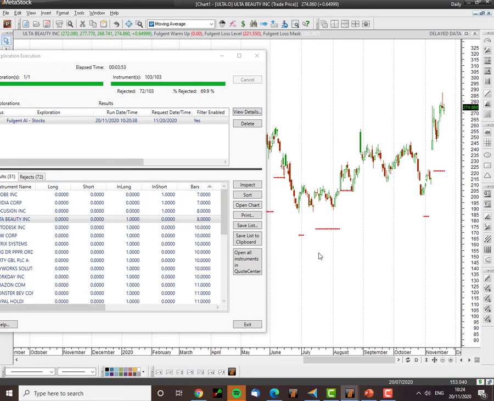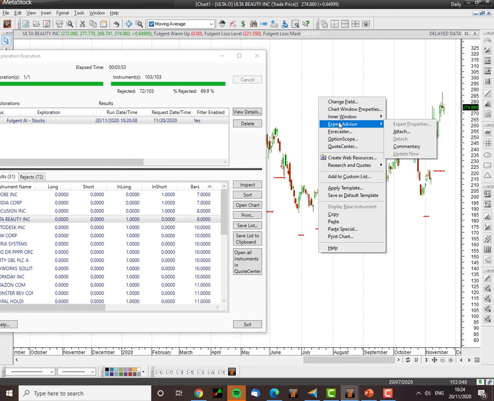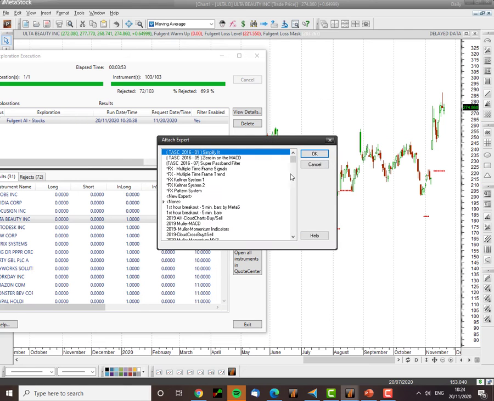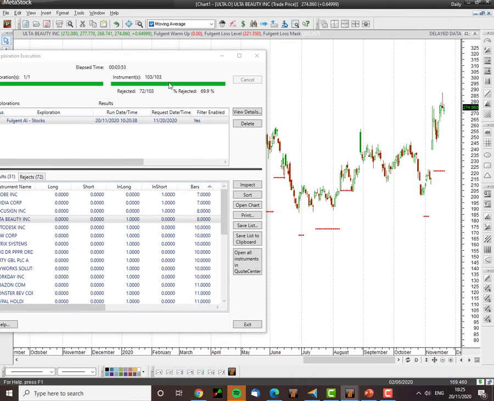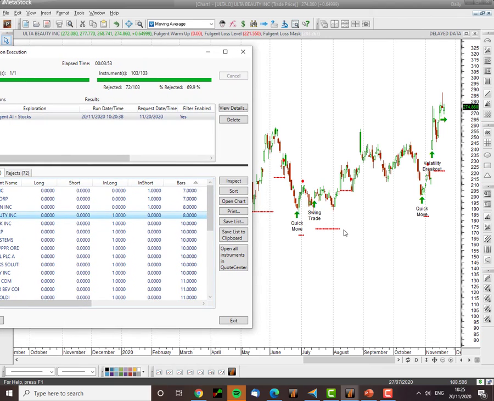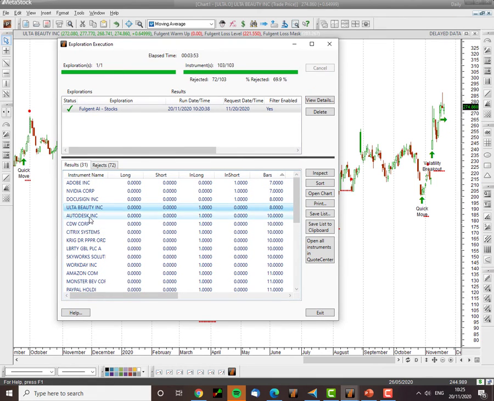Just make sure I've got the Expert Advisor loaded, attached on the chart. Scroll down to the Fulgent AI strategy. There we go. And now it should tell us what the indicators are on the chart. So we can see, yeah, in November we've had a quick move here from the beginning of November. Nice trade there, got you in. And now there's a secondary volatility trade. So the AI is still long in this trade. So that's worked out very, very well.